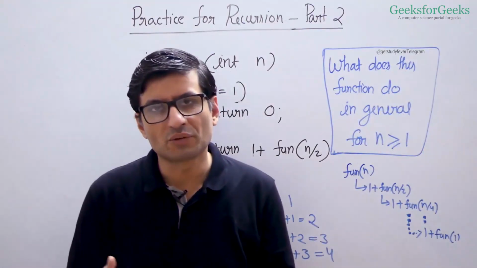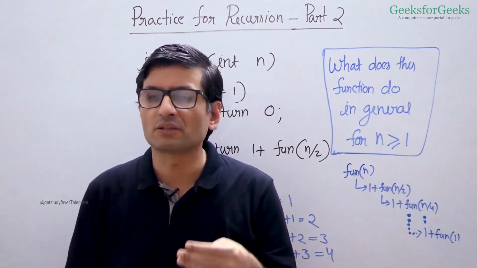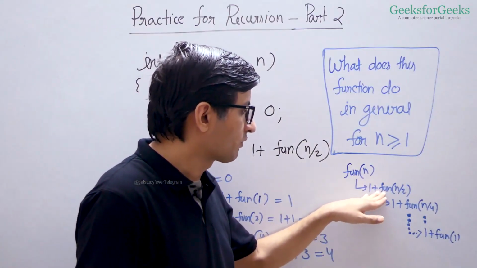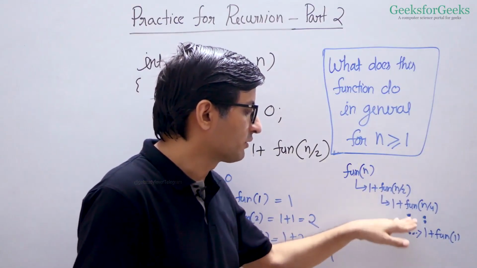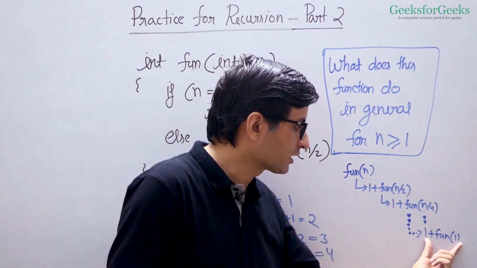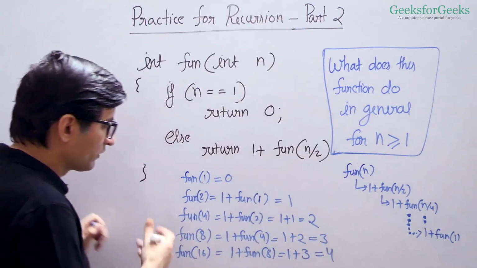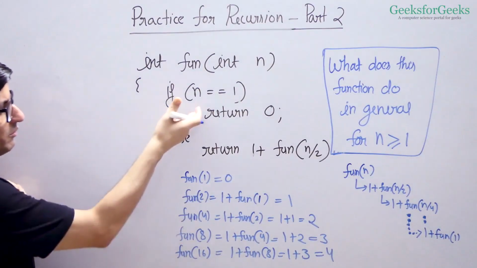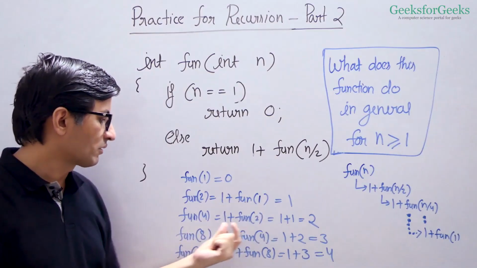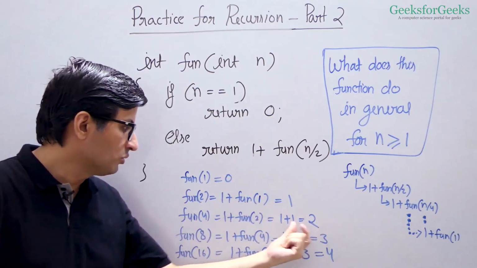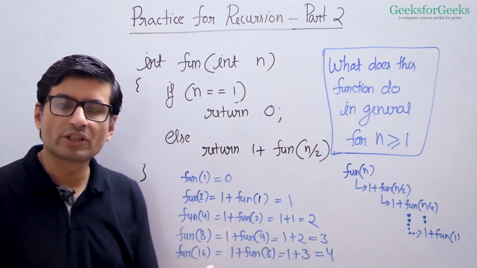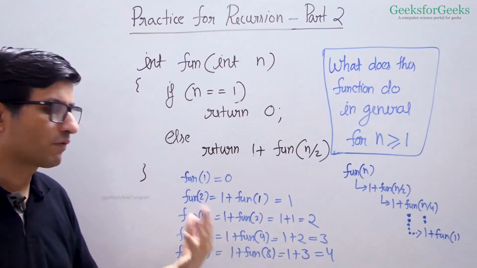Let us first understand the working of this function when n is a power of 2. What will happen? You will call fun n, it will call 1 plus fun n by 2, then 1 plus fun n by 4 and so on, and ultimately it will call 1 plus fun1. Let's now see different values. Fun1 is 0, base case. Fun2 is 1 plus fun1, which is 1 plus 0, which is 1. Fun4 is 2. Fun8 is 3. Fun16 is 4. Fun32 will be 4 plus 1, 5.